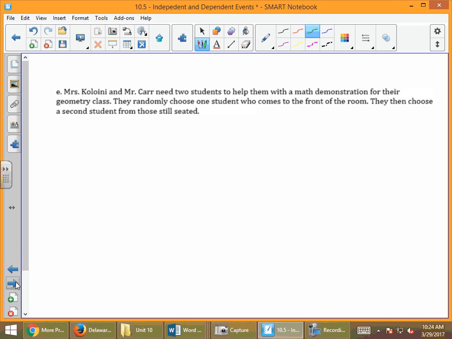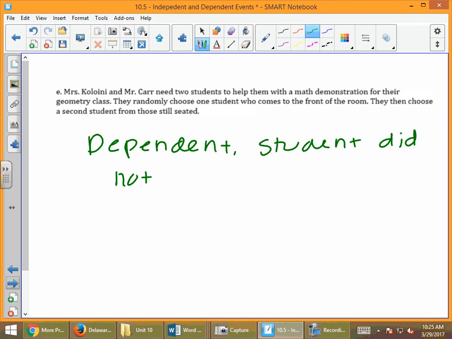So the population you're picking from, I think there's 25 of you in here. If one of you came up to the front, say Derek comes up, we're now picking from another student. If there were 26 of you and Derek came up, how many students are there now? 25. So does the probability change from your first pick to your second pick? Yes. So yes, dependent. The student didn't sit back down. So the probability changed.